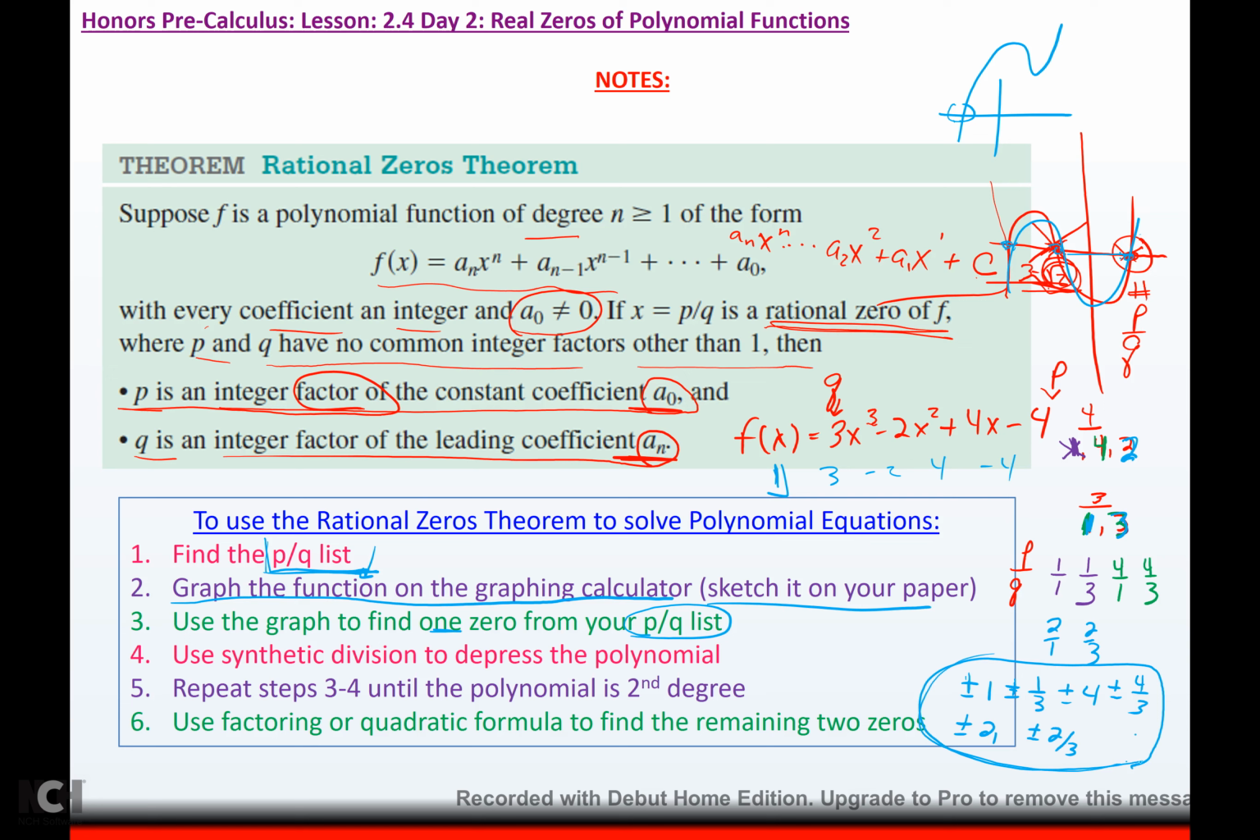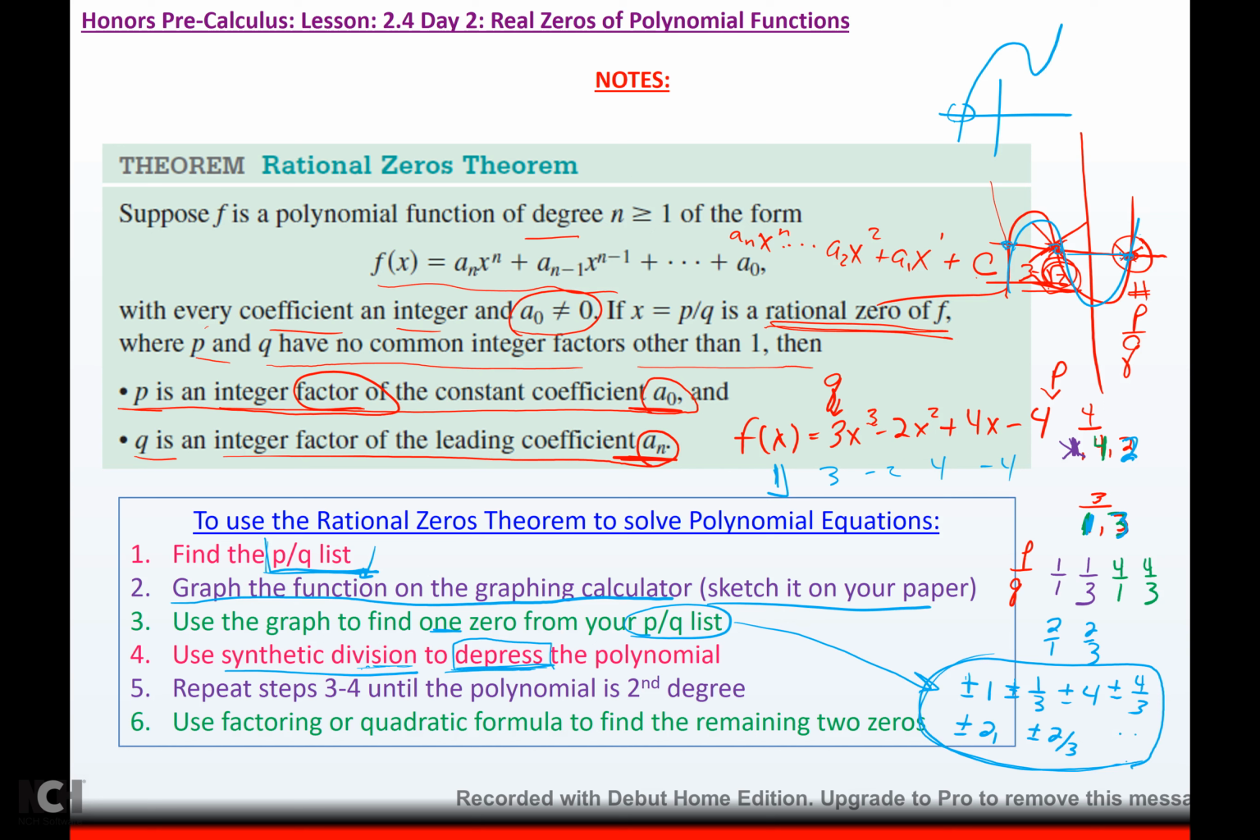And then we're going to use today's technology. We're going to use the graphing calculator, and we're going to see if we can see any of these on the graphing calculator. If we see them, then we're going to use synthetic division to depress the polynomial. And I don't mean make it sad in therapy. I mean we're going to divide it down. We're going to divide by one of the factors, which will drop it. Remember how we talked about every time, if our function was a 5th degree and we divided, it would drop it down to a 4th degree? That's what it means. It's going to drop the degree down.